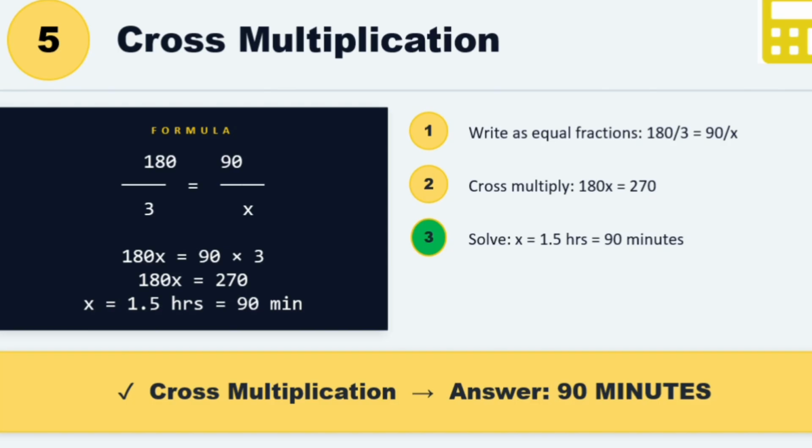Divide both sides by 180. x equals 270 divided by 180, which is 1.5 hours. Convert to minutes and you get 90 minutes. This method works for any proportion problem, not just speed.